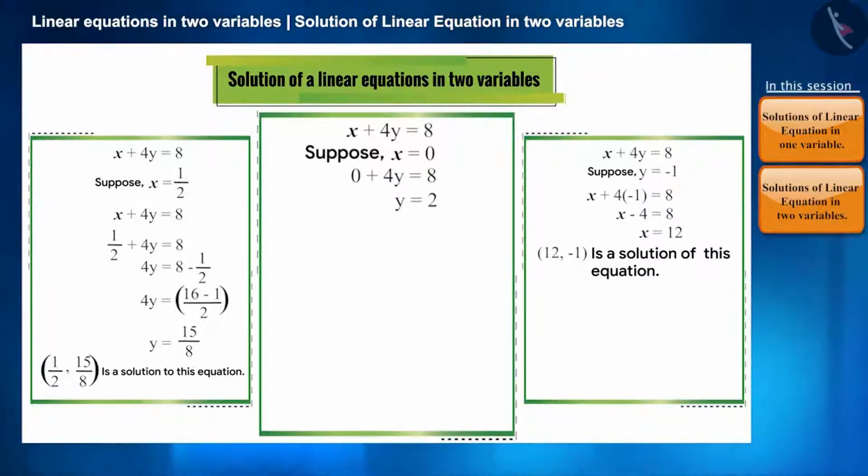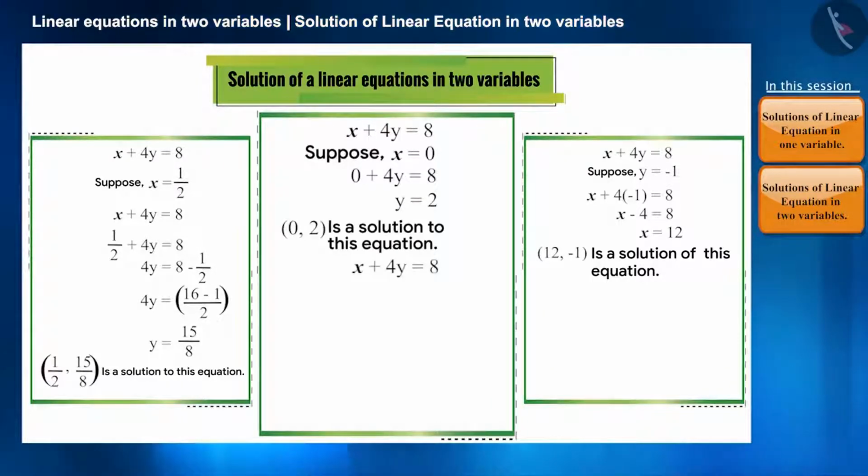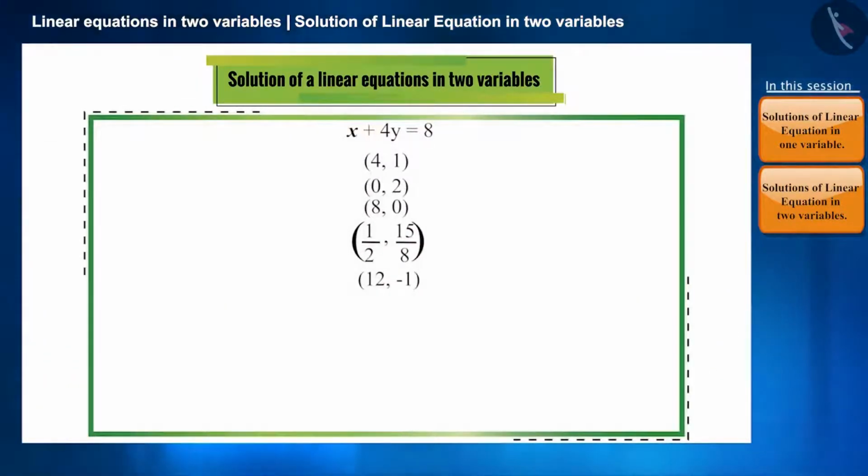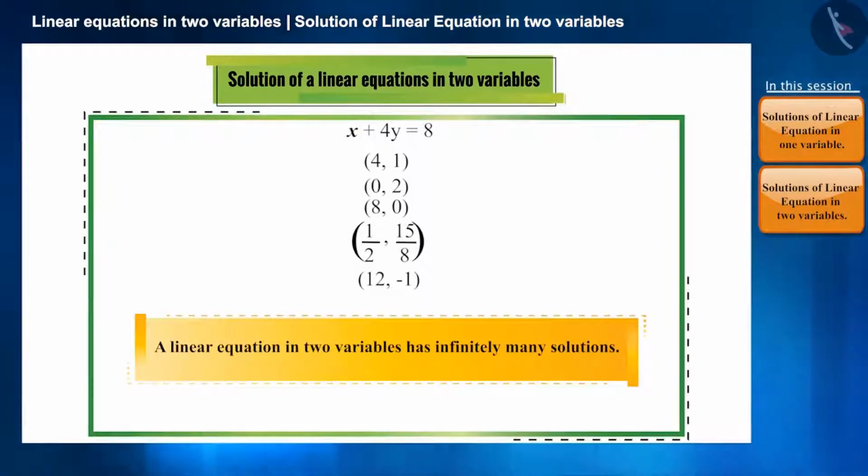To find the solution to the equation, the easiest way is to find the value of y by keeping the value of x as 0. Similarly, by keeping the value of y as 0, you can find the value of x. There is no limit to the solutions to these equations. Therefore, we can say that a linear equation in two variables has infinitely many solutions.